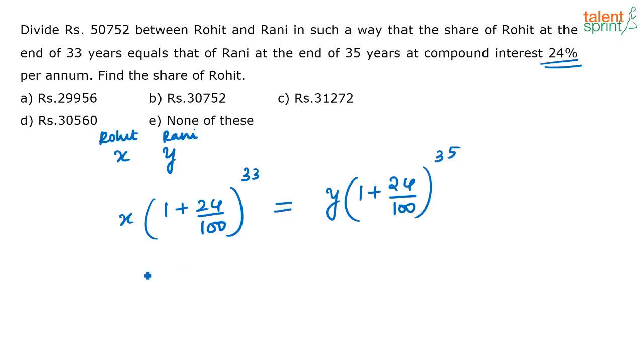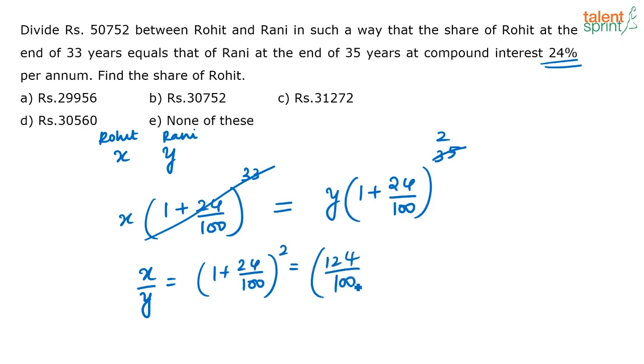So, what can I say? I can say X by Y is equal to, again this will get cancelled, the 33 and 35 get cancelled, so you will have (1 plus 24 by 100) the whole square, or this is (124 by 100) the whole square. So what is 124 by 100 the whole square?